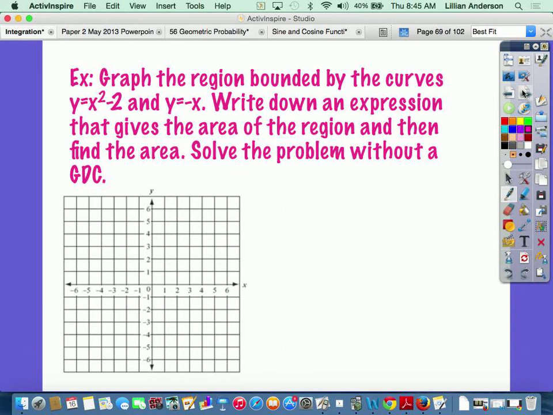So, y equals x squared minus 2. That is a quadratic that opens up or down? Up, and it crosses the y-axis at negative 2. Now, where it crosses the y-axis, is that the vertex? How do we find the vertex of this particular quadratic?